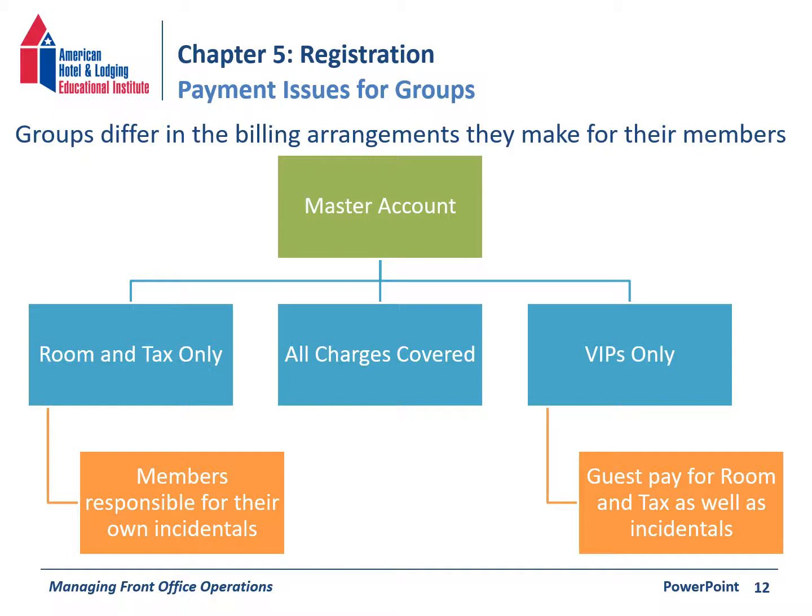Okay. The next one, the blue level, is where the group might only pay for the room and tax. At that point, the members are responsible for their own incidentals. So with the master account, all charges are covered. They also might cover all the charges of just the VIPs only.